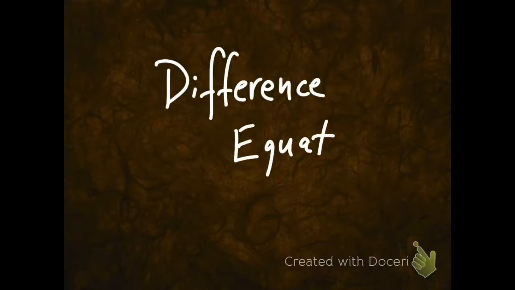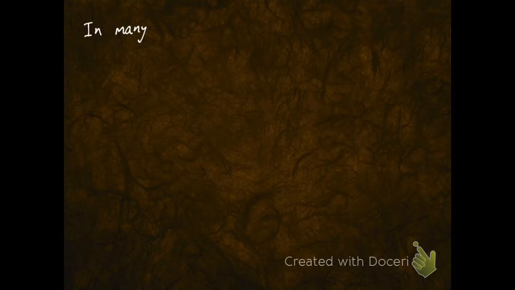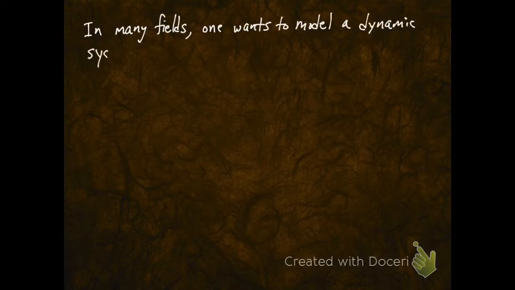Let's talk about difference equations. In a lot of different fields, you want to model a dynamic system. So this is something that changes over time, has different states, and you want to model it mathematically so that you can make predictions.